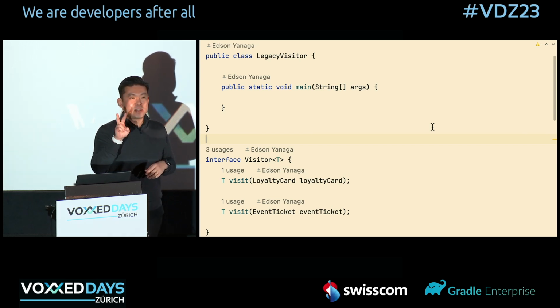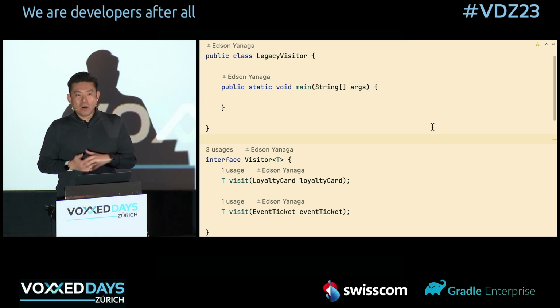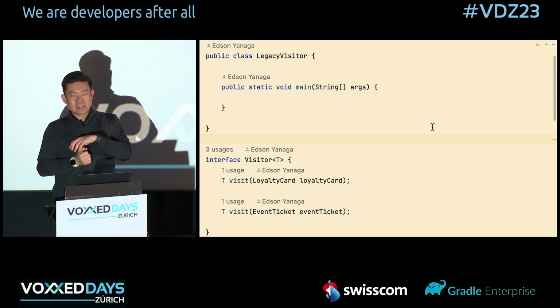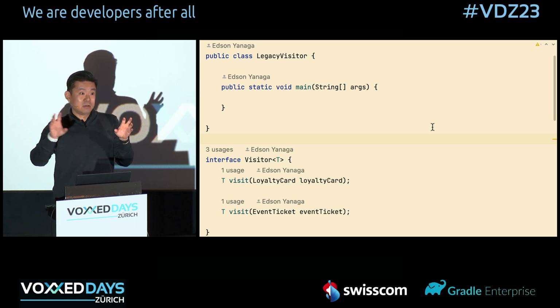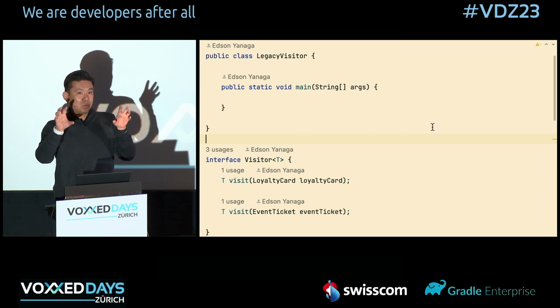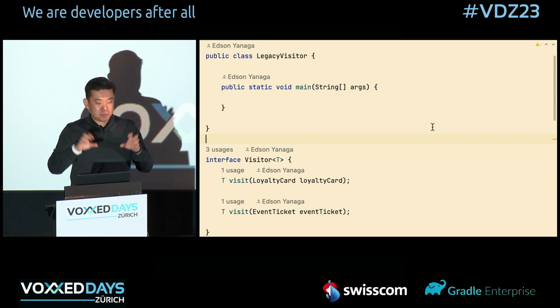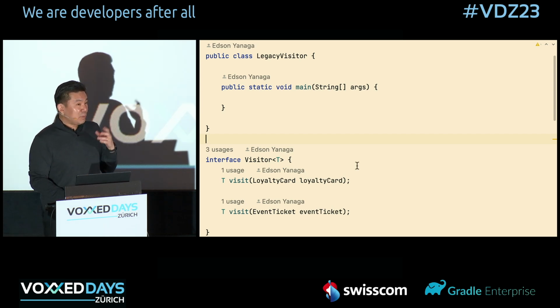What kind of problem does it solve? It solves the problem that the code you want to execute depends on both the type that you're calling and the type that is being called. So you have two different types to decide which operation is going to be executed. And how do you implement that?